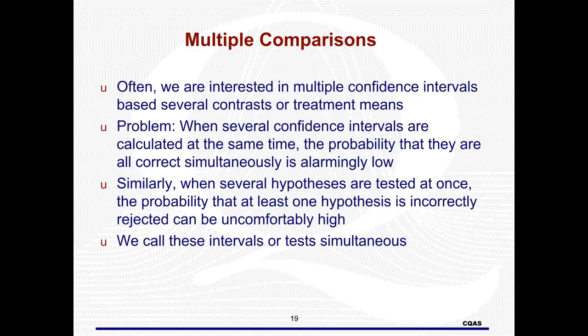Suppose we calculate several confidence intervals or perform several hypothesis tests. Most students initially assume that if each test is performed at a 5% significance level, everything is fine. Unfortunately, that's not true. Every additional test creates another opportunity to make a mistake. As the number of tests increases, the probability of making at least one incorrect conclusion increases as well. This is known as the multiple comparisons problem.